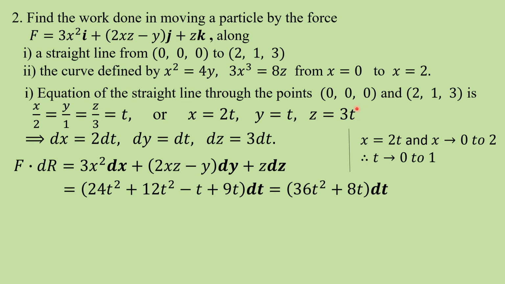If you use any relation y equal to t and corresponding y limit, that is 0 to 1, you will get the same limit. So even if you take z equal to 3t and z varies from 0 to 3, you will get t equal to 0 to 1. t varies from 0 to 1.